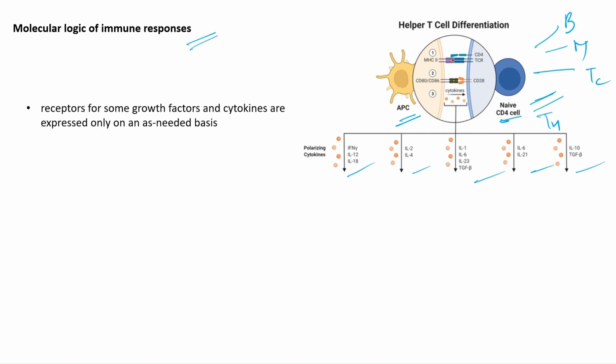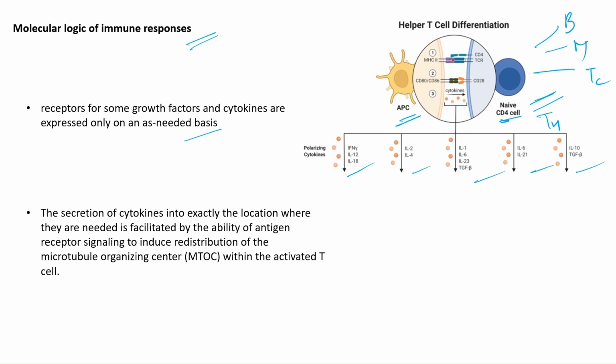Now the receptors for some growth factors and cytokines are expressed only on an as-needed basis. It is not like these cytokines will be released in our body all the time. They will only get released when needed. Now, the secretion of cytokines has to be into exactly the right location, because the cell secreting cytokines releases tiny molecules, and the other cell should have the receptor to accept it. If these two cells are very far from each other, this cytokine will get dispersed or distributed, due to which very few will reach the target cell.